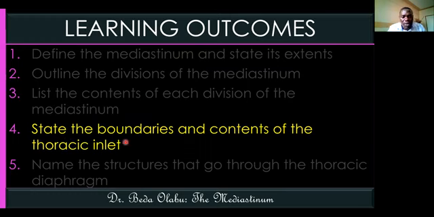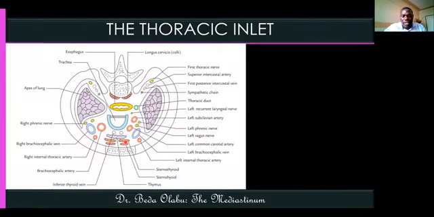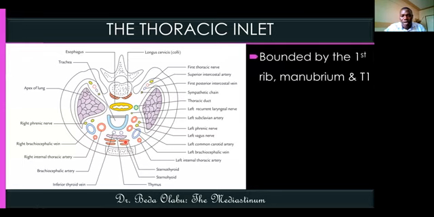Now let's talk about the boundaries and contents of the thoracic inlet. The thoracic inlet is bounded by the first rib laterally. So you'll have the first rib. This is the first rib laterally. Then posteriorly, you have the first thoracic vertebra. And anteriorly, we have the manubrium of the sternum. So this region that connects the neck with the thorax is what we call the thoracic inlet.